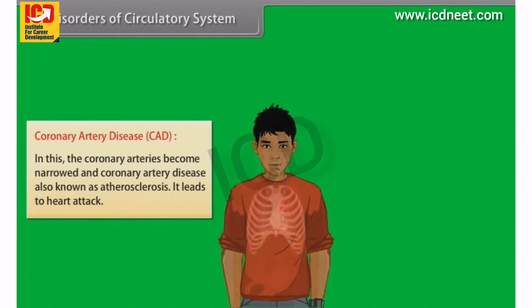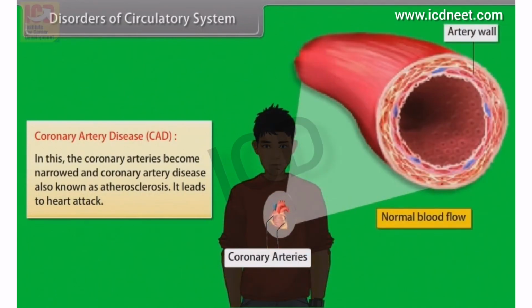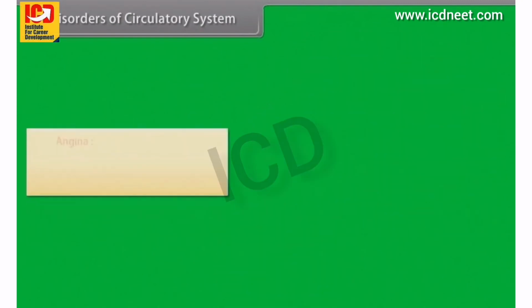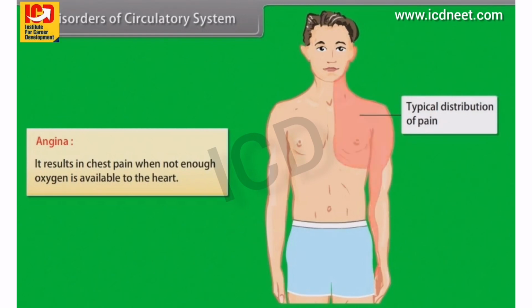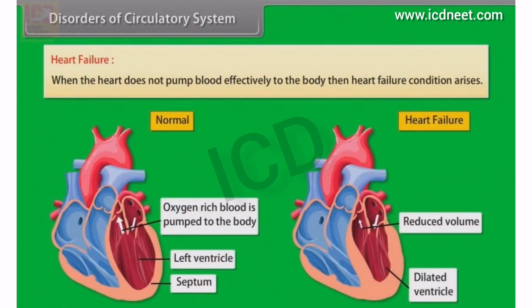Coronary artery disease or CAD. In this, the coronary arteries become narrowed, a condition also known as atherosclerosis. It leads to heart attack. Angina results in chest pain when not enough oxygen is available to the heart. When the heart does not pump blood effectively to the body, then the heart failure condition arises.